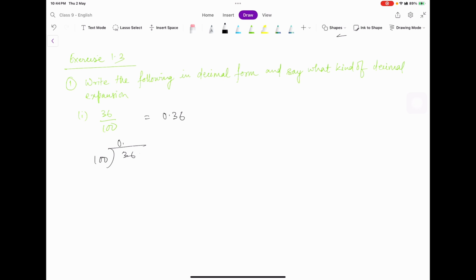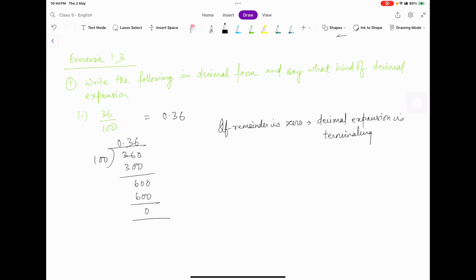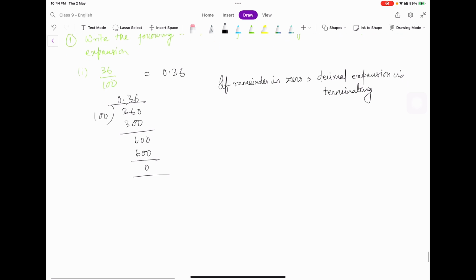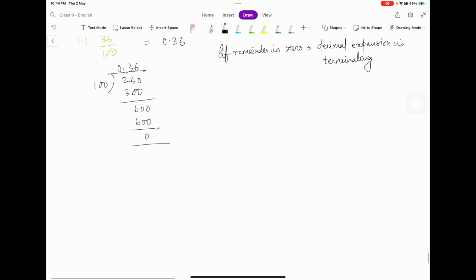It cannot go into decimal, so you put a 3. So this is 300. Okay, 360, 600, 6, 600. So the remainder is 0. Okay, the remainder came 0. If the remainder is 0, the decimal expansion is terminating. As you can see, it is terminating because the quotient is finite.